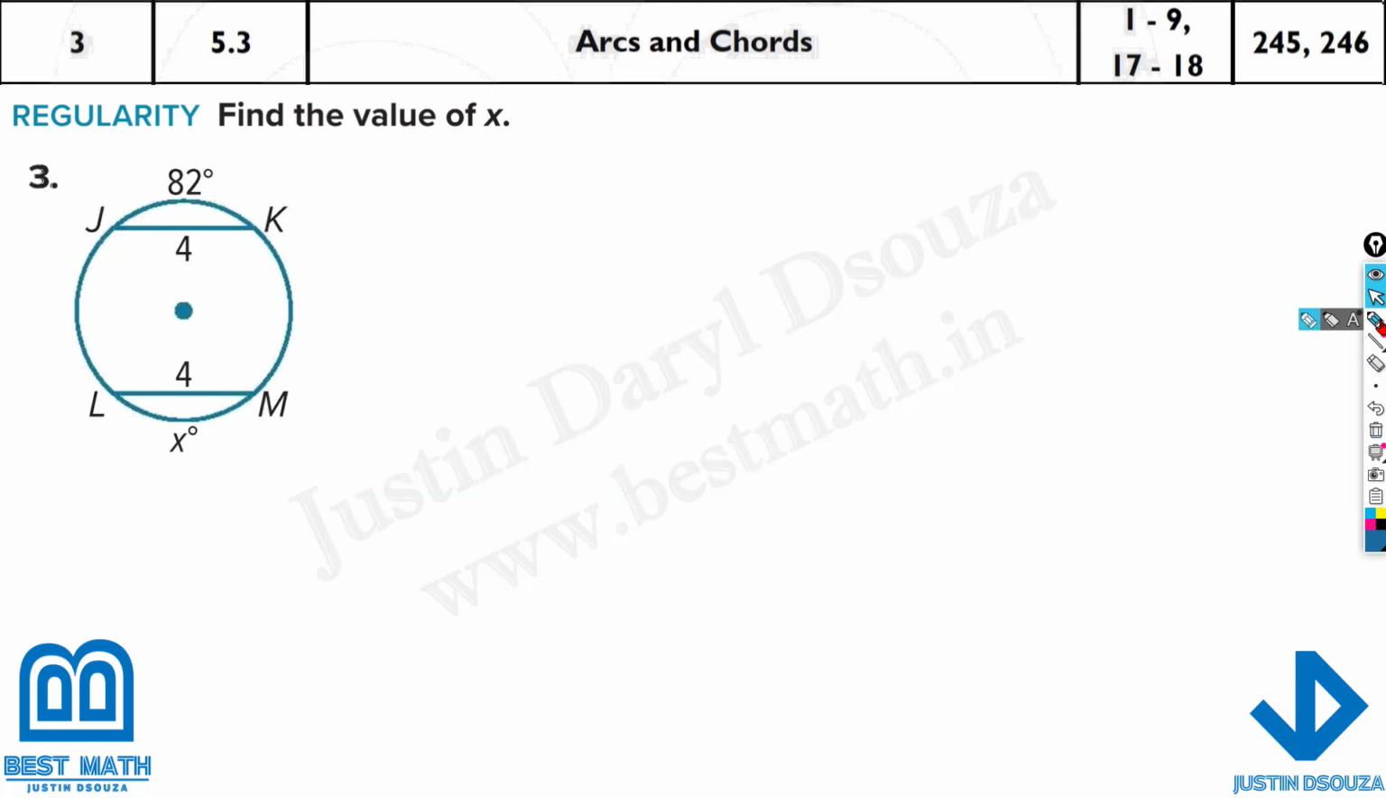What about this one here? Now this is 4 and this is also 4, equal to each other. So whatever this arc is there, it should be the same. So its x is 62 degrees. It'll be the same.